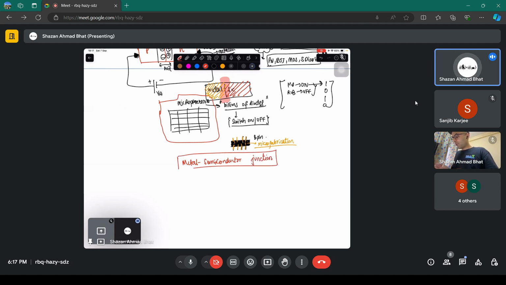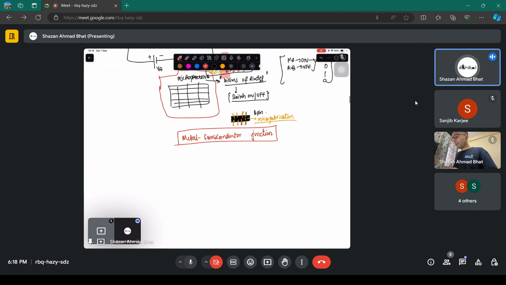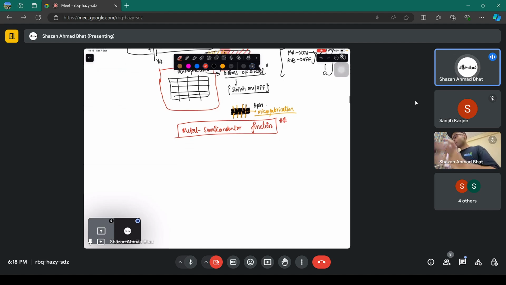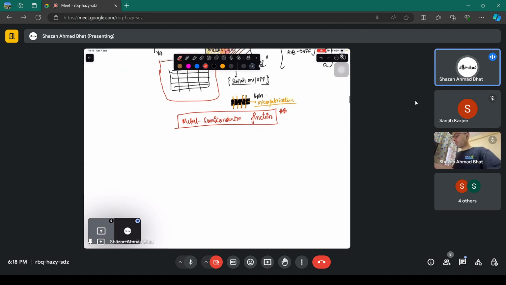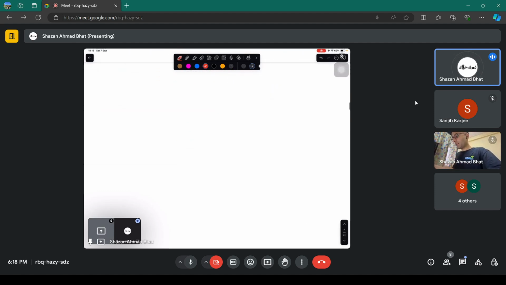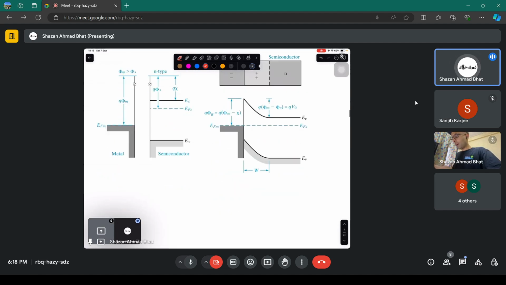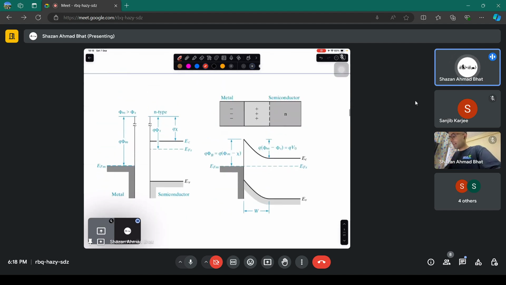Okay, so this is going to be our topic of concern today, and all of the problems are based on metal semiconductor junctions, and a few of the problems are based on MOS that we will be looking at in today's session. Now, what happens is exactly right here.